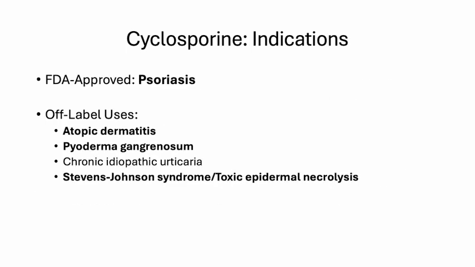While cyclosporin has numerous applications in dermatology, its only FDA-approved indication is for psoriasis. However, it's widely used off-label for several other conditions. These include atopic dermatitis, which is actually on label in many other countries, pyoderma gangrenosum, chronic idiopathic urticaria, and Stevens-Johnson syndrome/toxic epidermal necrolysis. For psoriasis, cyclosporin is particularly useful for patients with widespread, intensely inflammatory psoriasis or sudden severe flares, and for those who have failed other systemic therapies.